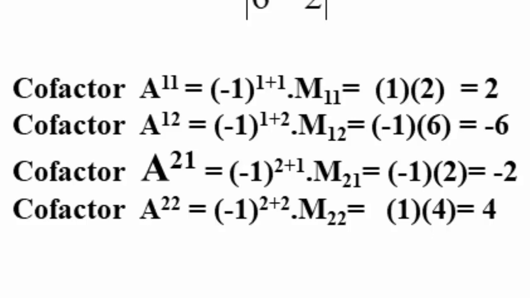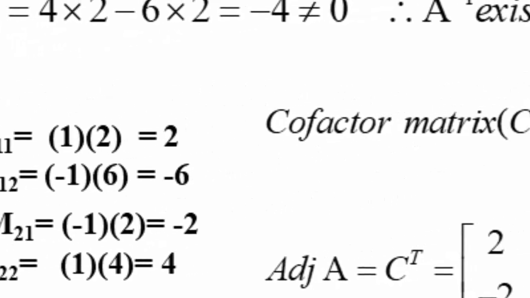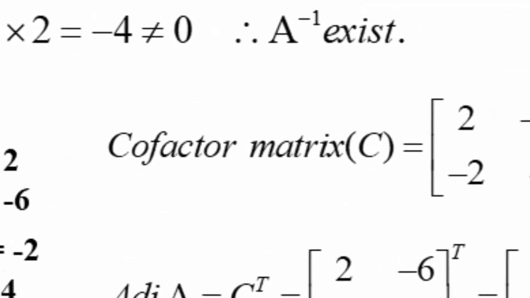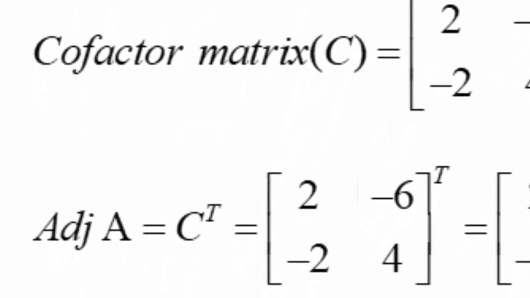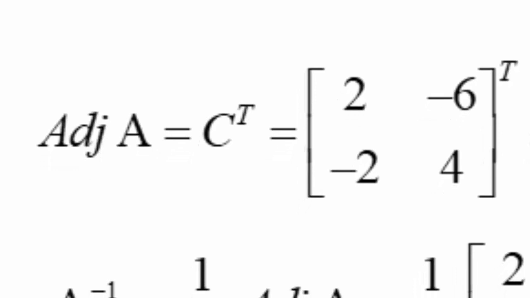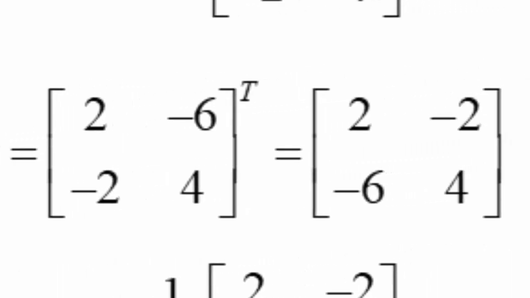Therefore, the cofactor matrix C is A11, A12, A21, A22. That is the matrix of the elements 2, minus 6, minus 2, 4. Therefore, the adjoint of A is the cofactor transpose. That is the transpose of the matrix 2, minus 6, minus 2, 4, which gives the answer as the matrix 2, minus 2, minus 6, 4.